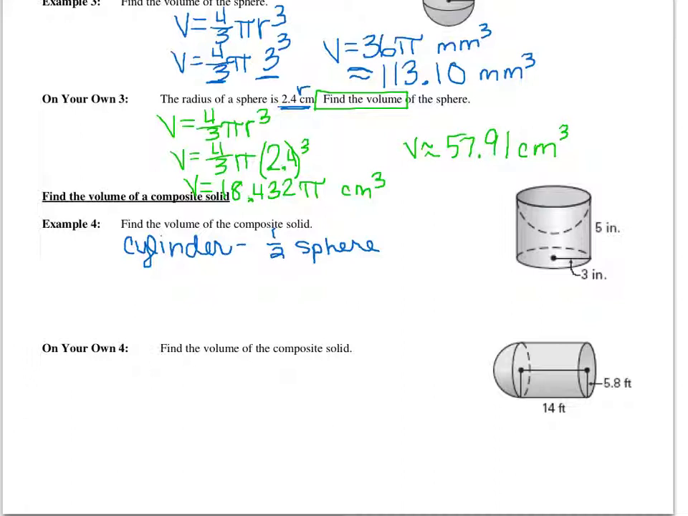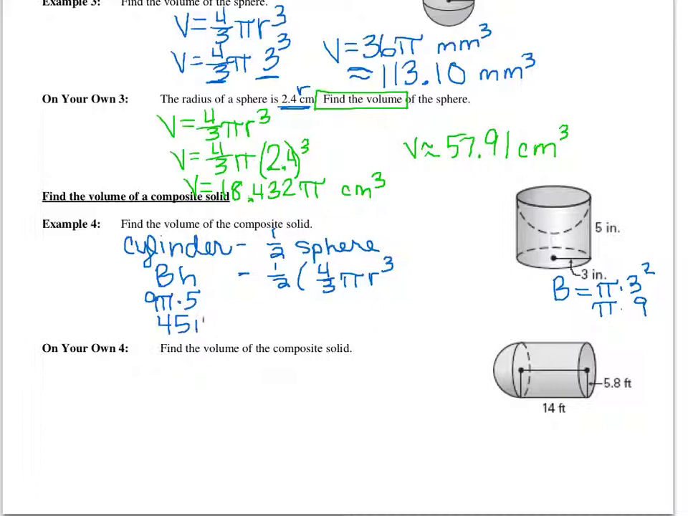So the volume of a cylinder is base area times height, minus half the volume of a sphere, which is 4/3 pi times our radius cubed. My base for here is pi times 3 squared. So it's pi times 9. So my base is 9 pi times my height is 5, so that gives me 45 pi for the volume of my cylinder.